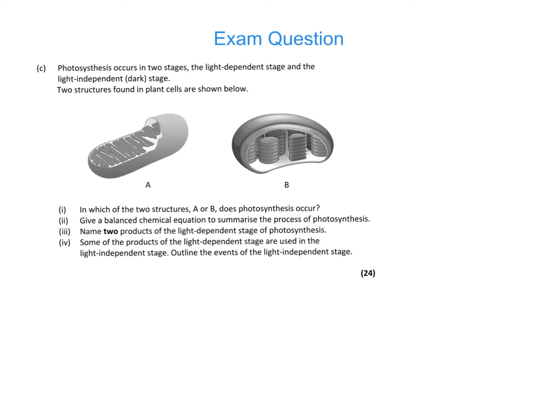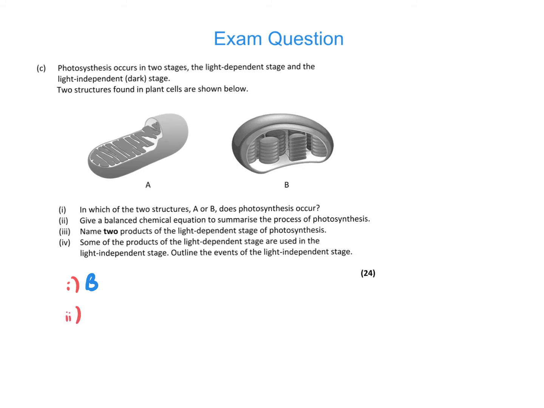So it's a question that comes up pretty much every year. And the question that we have here is: photosynthesis occurs in 2 stages. We have the light dependent stage and the light independent stage, and 2 structures found in plant cells are shown below. In which of the 2 structures, A or B, does photosynthesis take place? Well, the 2 structures that we have here, that's a mitochondria, that's a chloroplast, and we know that it's going to be in structure B. So don't name the structure, you just have to say A or B. So important we just write the letter B there for that.